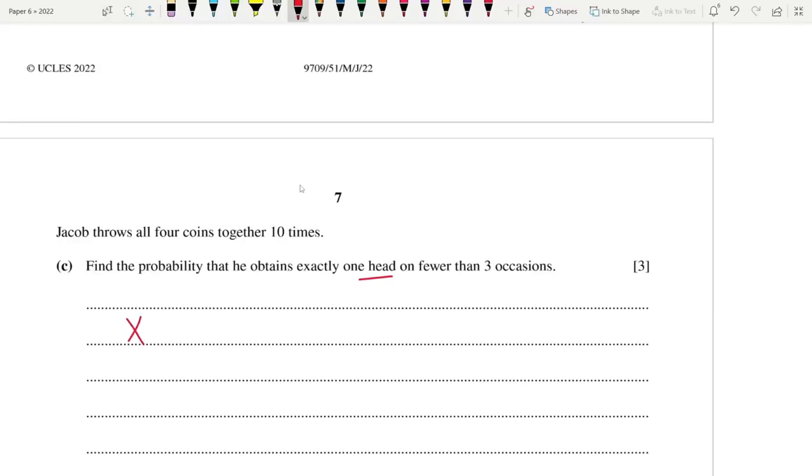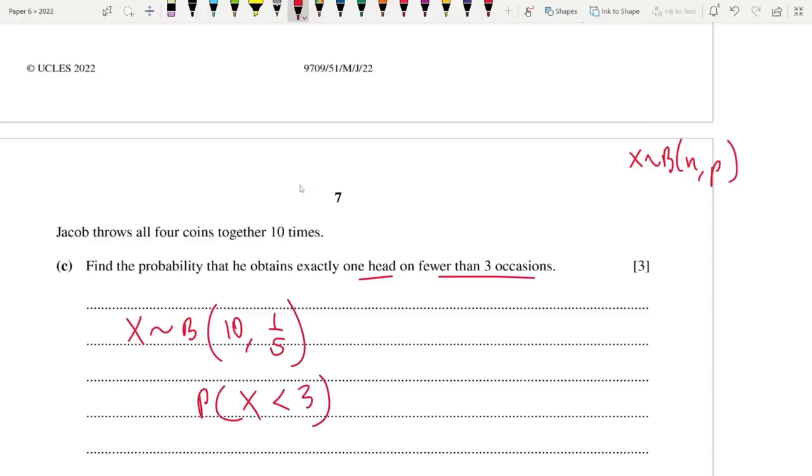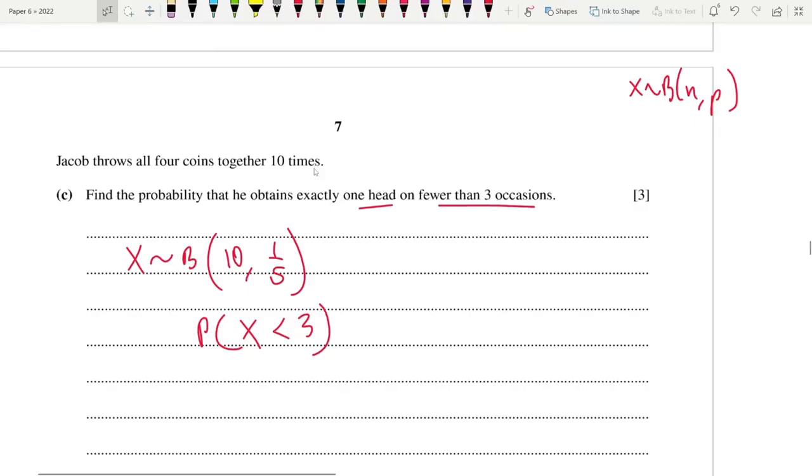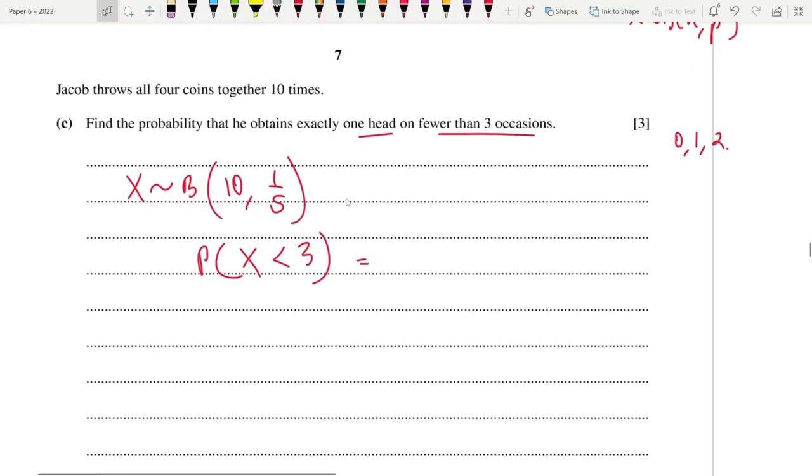So we can say that, do you guys want to use x? We can use x. X is binomially distributed, where you know the binomial distribution, right? N, P. So it's basically 10 and probability of success. So fewer than 3 occasions. So basically it's P(X is less than 3). So what does fewer than 3 mean? It includes 0, 1 and 2 but not 3 because it's a less than sign. Okay, so that is P(X = 0, 1 and 2).